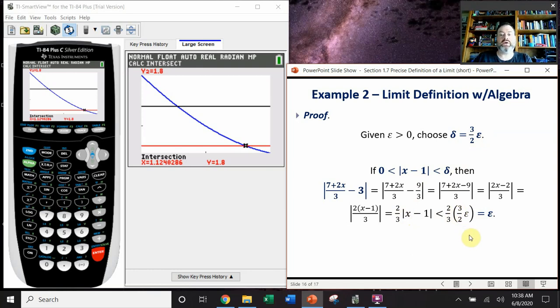Because we have to preserve the inequality, right? There's no way to work backwards and solve this. As soon as you get the 2/3 here, just take whatever delta is and plug it in here, and it works every time. So 2/3 times 3/2 epsilon is in fact epsilon, and that's the proof.